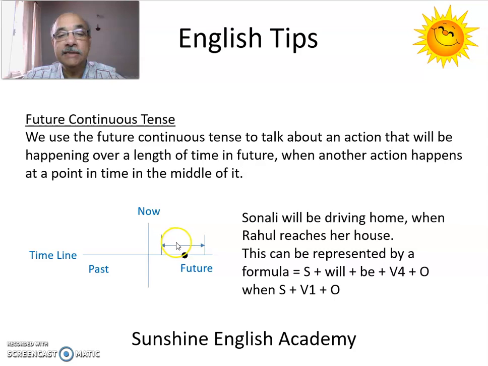Both the actions, the continuous action and the action at a point in time, are in the future. They are both to the right of the vertical line, which shows the present moment. When should the second action at a point in time happen? It should happen in the middle of the continuous action. In the middle of the action, not at the end of it.